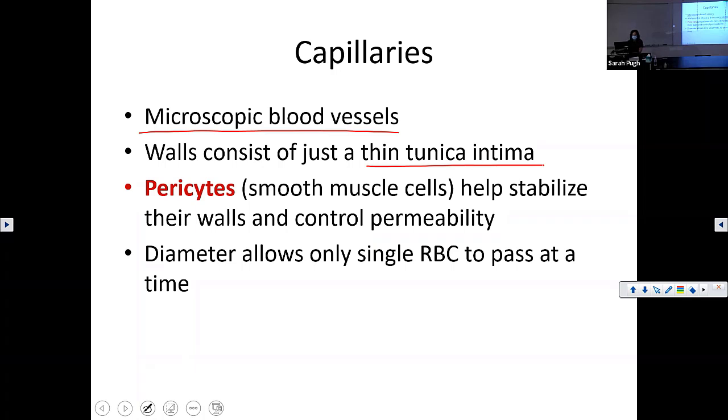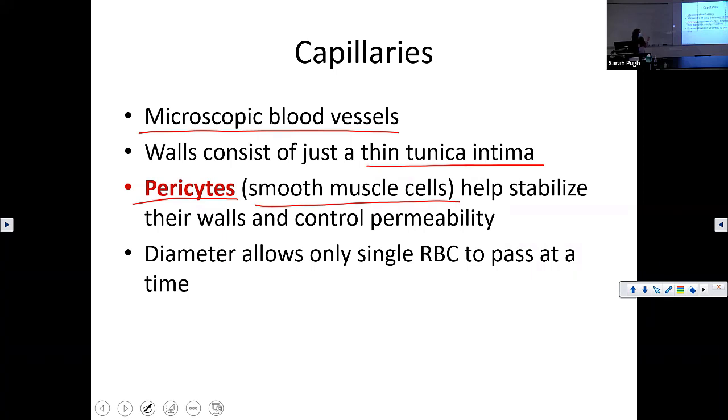Now there are some cells called pericytes. These are basically smooth muscle cells. They help to stabilize the walls of capillaries. Since the capillary walls are so thin, they have to be stabilized some way. So that's pericytes.